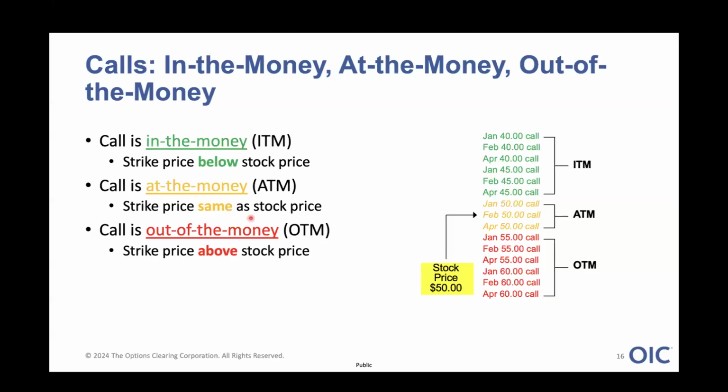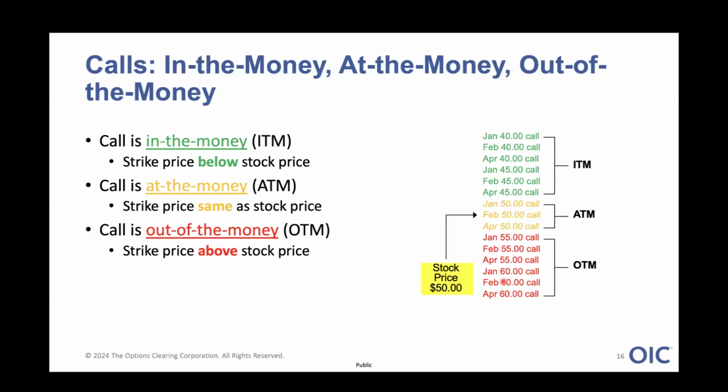The at the money options are the options that trade closest to where the stock is trading. So right here with the stock trading at 50, the Jan, Feb, and April 50 calls would be considered the at the money options. Out of the money options have strike prices above the stock price when we're talking about calls. So in this case, the Jan 55, Feb 55, April 55 calls, as well as the Jan, Feb, and April 60 level calls. With the stock trading at 50, these Jan 60 calls are probably not trading very much.